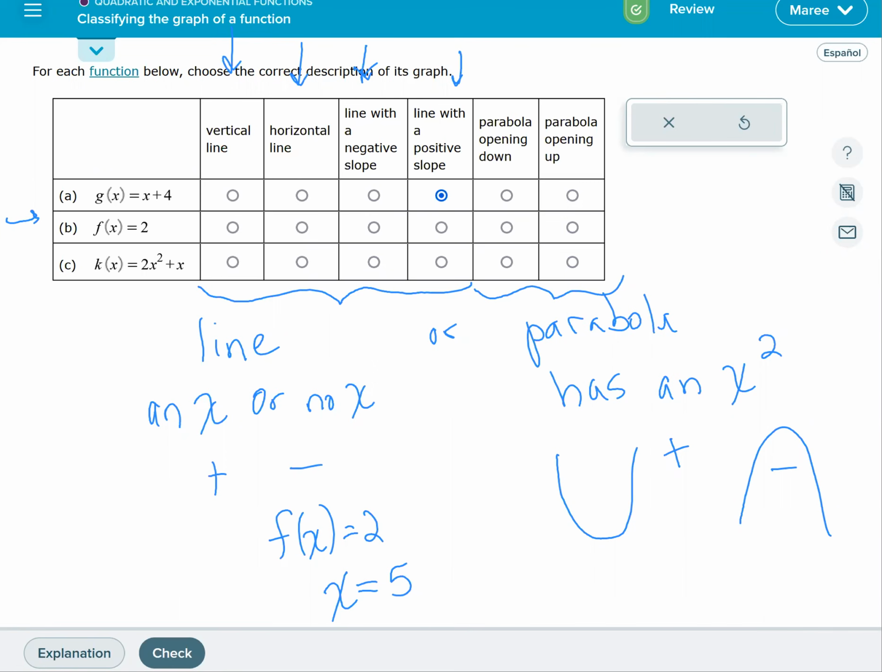F of x equals 2. I don't see any x at all. F of x is my y, so this is a horizontal line. And in the last one, because we have a positive 2 in front of the x squared, it's a parabola and it opens upward.